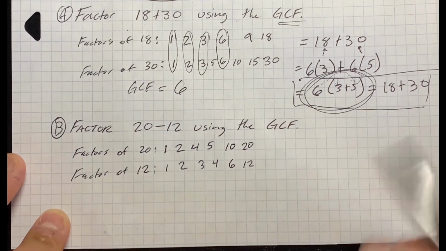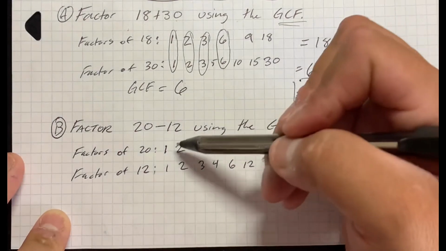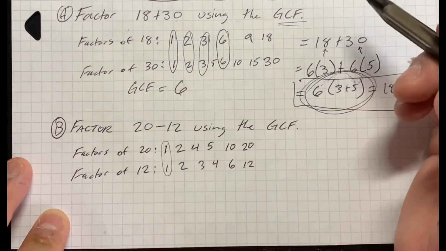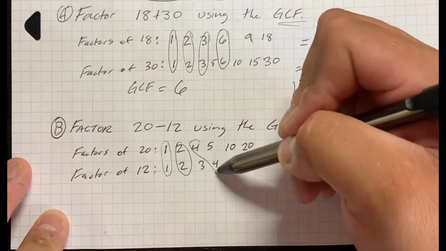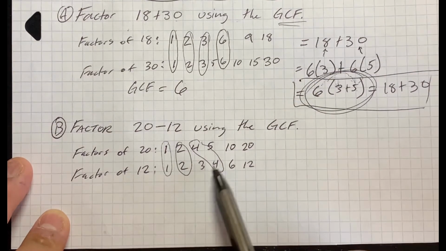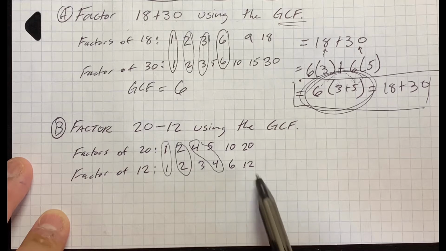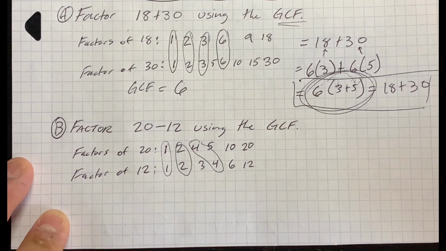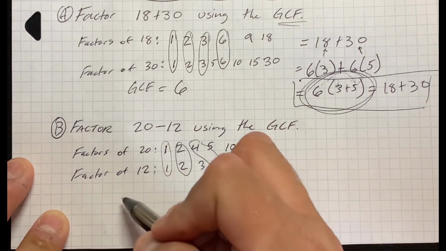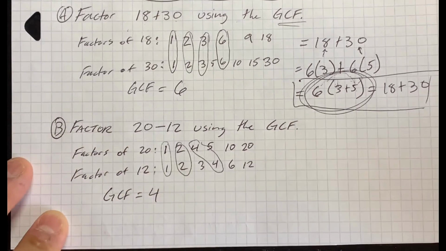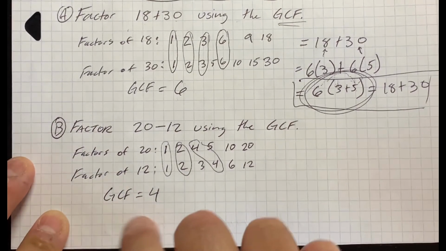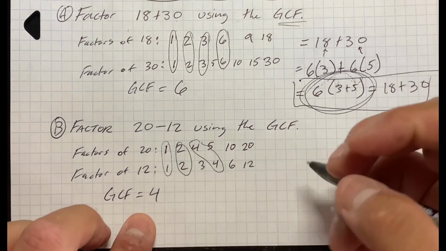Again, we're going to circle all of the common factors. So they have 1's in common, they have 2's in common, and 4's in common. They don't have 5, 6, nope. So out of all of them, which one is the greatest common factor that they have? So the greatest common factor would equal 4. Again, we're going to take that greatest common factor 4 and use it to help us out.